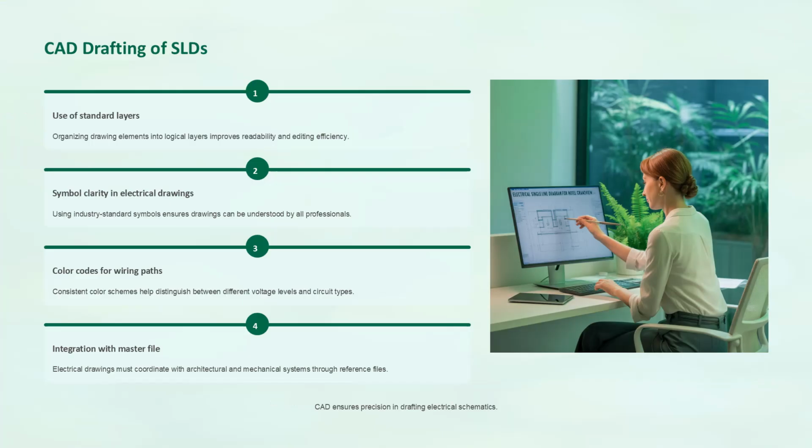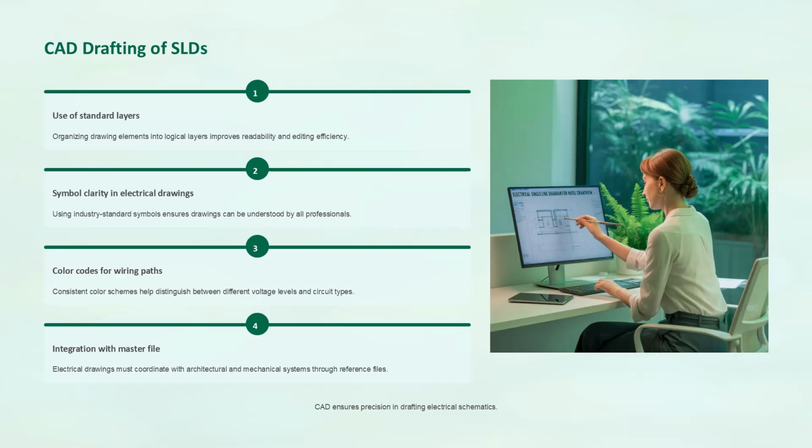CAD drafting of SLDs. Let's now discuss CAD drafting of SLDs. Layers are used to organize drawing elements. Symbols follow standardized electrical conventions. Color codes indicate different voltage levels. Integration ensures that files align with architectural and mechanical drawings. Clear naming conventions avoid confusion.